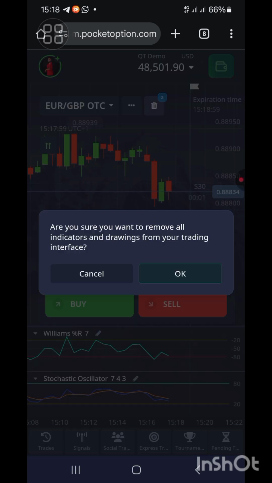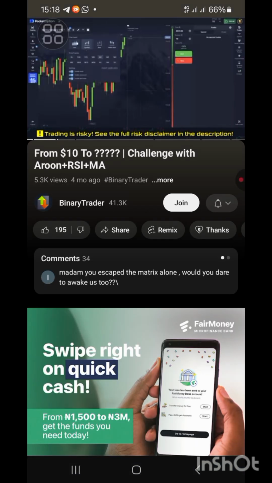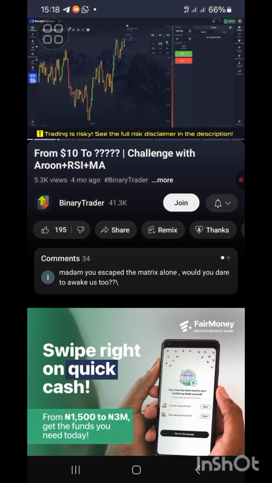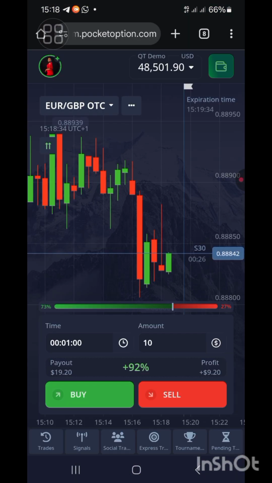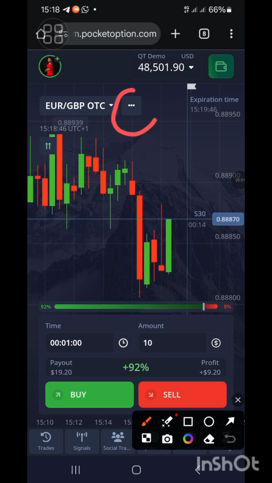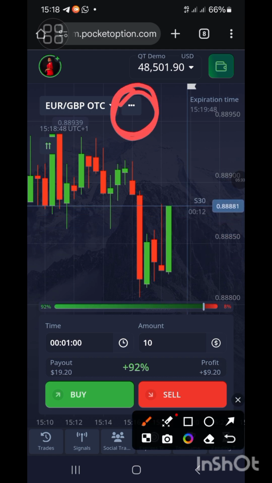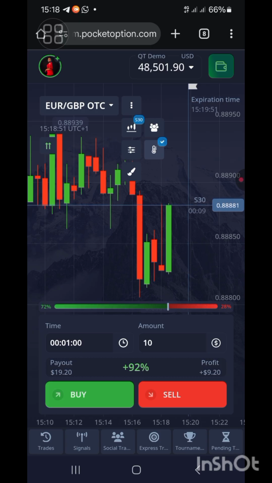So I'm deleting it. She said set time frame to 30 seconds. Set trade duration to 1 minute using free expiration mode. The candle is going to be 30 seconds. So we come here to this place that has 3 dots. We click on it. Click on the first one.